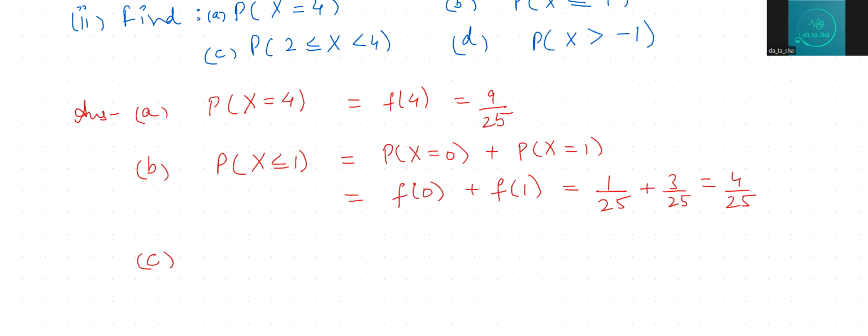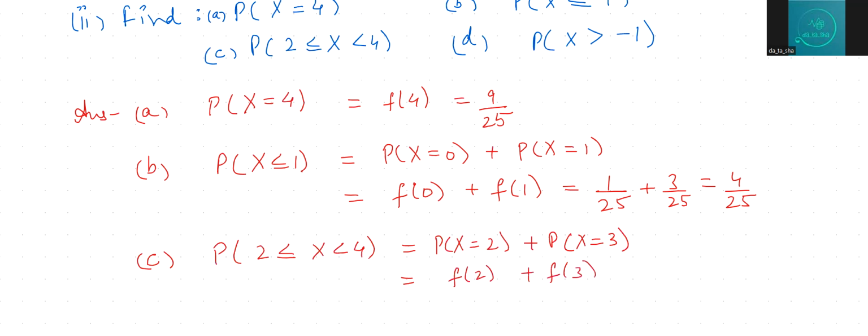Now the next part, P(X lying between 2 and 4). One thing you need to focus on here is that x is greater than or equal to 2, but strictly less than 4. So this means you will consider 2, but you will not consider 4 here. So P(X = 2) and only X = 3. We can't take P(X = 4) because here is a strict inequality. So this is nothing but f(2) plus f(3). So from the table, this is 5 upon 25 plus 7 upon 25. That's 12 upon 25.